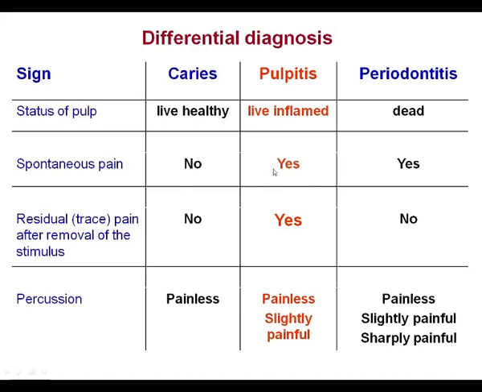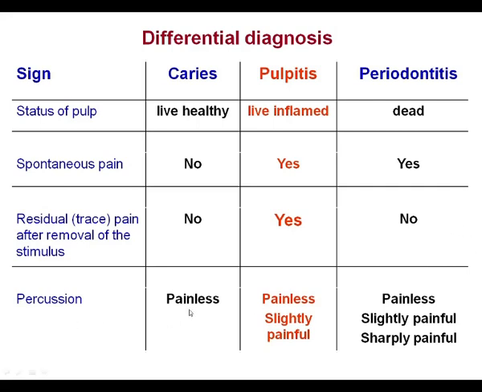In pulpitis, it's maybe spontaneous pain, but sometimes for chronic fibrous pulpitis, it's also from reason. And in periodontitis, also spontaneous pain maybe. As for trace of pain or residual pain after removal of stimulus, in caries, no, pain is always short-term. In pulpitis, yes, pain is long-term. And in periodontitis, it's not characteristic for it because pain in periodontitis is constant. No, not from reason.